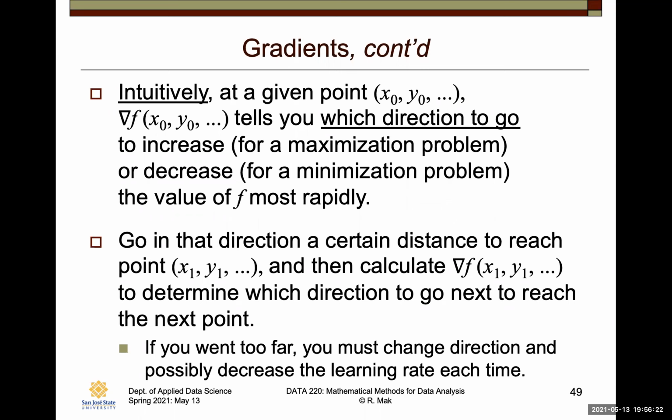And if you overshoot the maximum, then you turn around and go in the other direction, and you do want a smaller learning rate. So it's just like the example that I showed you earlier, except now we use gradients because we're talking about a higher degree, more than just one independent variable. All right, so let's take a look at this.